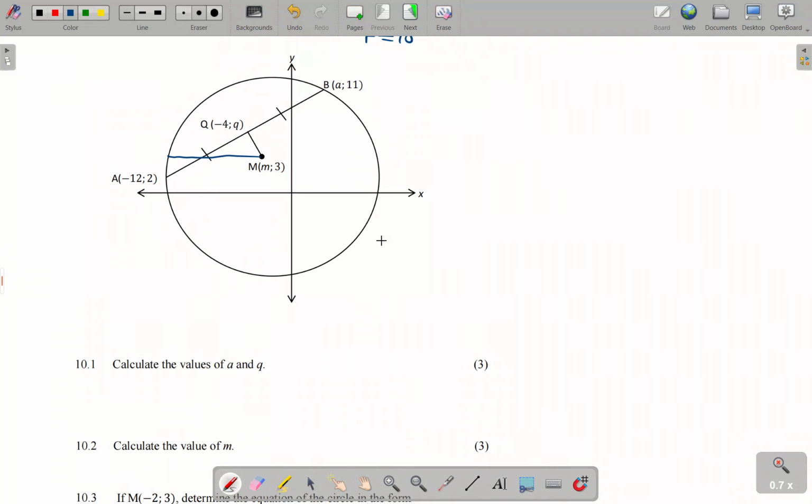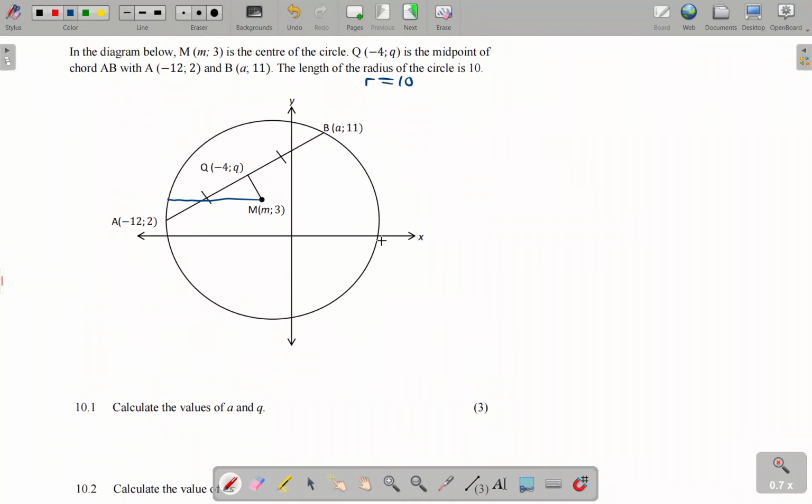So now they say that we have to calculate the value of A and Q. Let me first remove this. Remember, don't forget about this one. That's the radius there. Let's put that aside in advance, so we're just going to use this in advance. Now calculate the value of A and Q. So we're just going to use the midpoint formula again.